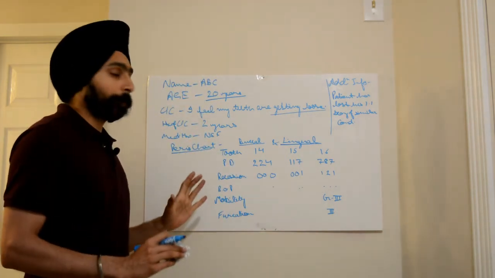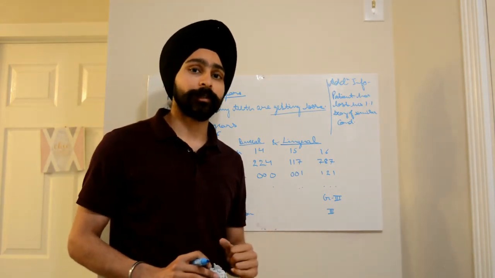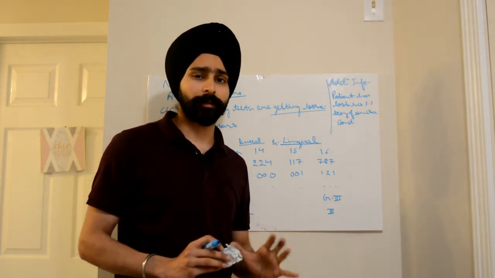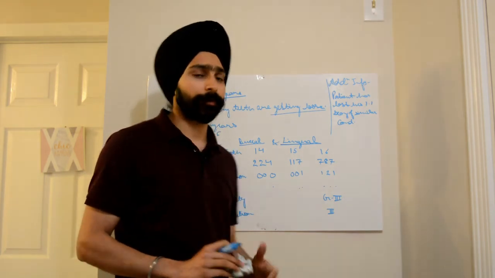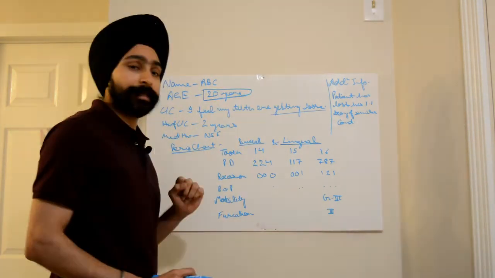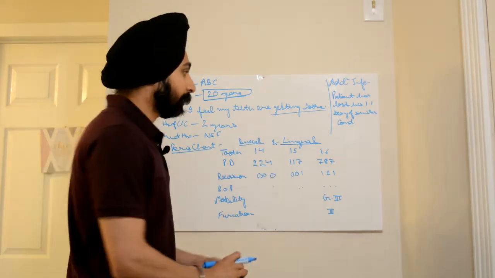So now if we want to come to the diagnosis of aggressive periodontitis, the first condition is that the age of the patient is less than 30 or 35. Here it is 20 years, so it is already less than 30 years. Second thing, in the perio chart, there is severe bone loss present.